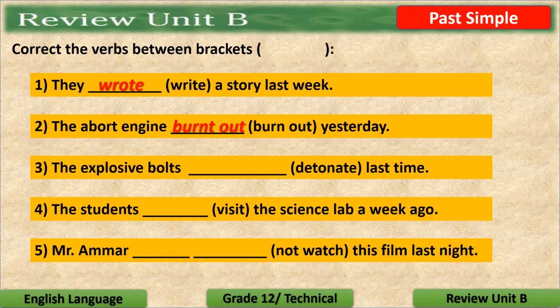Number three, the explosive bolts detonate last time. Last time is the keyword, so we change the verb detonate into detonated. Number four, the students visit the science lab a week ago. We change it into the students visited because we have the word ago. And the last one, Mr. Ammar watched this film last night. We need it in the negative form, so we say he didn't watch this film last night.